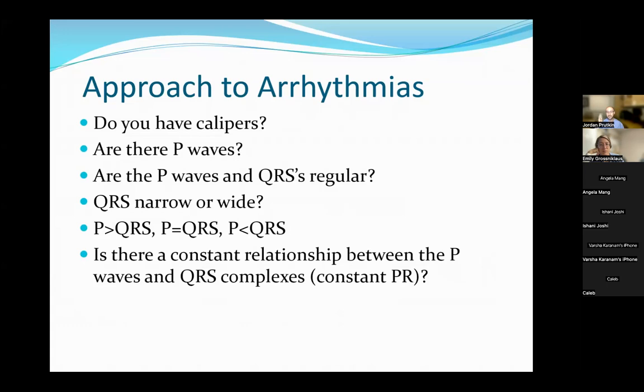Is the QRS narrow or wide? Are there more P waves than QRSs? Are there an equal number of Ps and QRSs? Or are there fewer P waves than QRSs? And then lastly, is there a constant relationship between the P waves and the QRSs? So is the PR interval the same? Does it lengthen, which would be consistent with something like Wenckebach, let's say? Or does it shorten, which you'll see sometimes in people who have certain types of SVT?